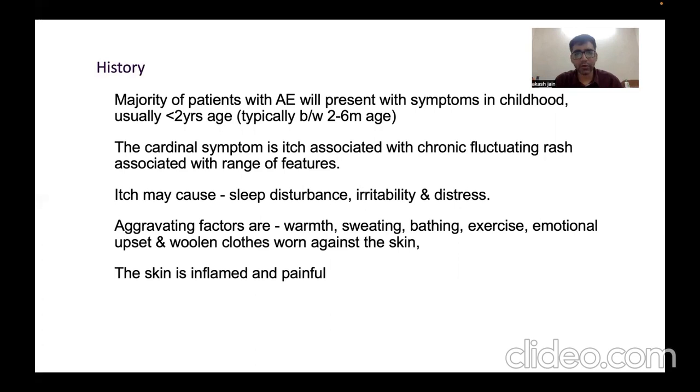Aggravating factors are warmth, sweating, bathing, exercise, emotional upset, and woolen clothes worn against the skin. So such factors will aggravate atopic dermatitis in an infant, like excessive sweating, bathing, exercise, and woolen clothes. So the skin is inflamed and painful.